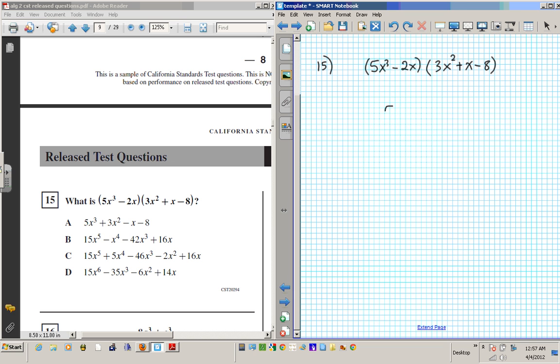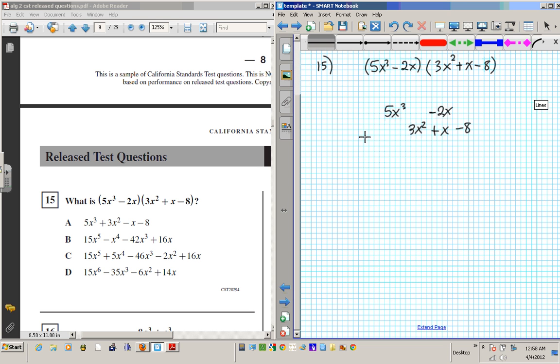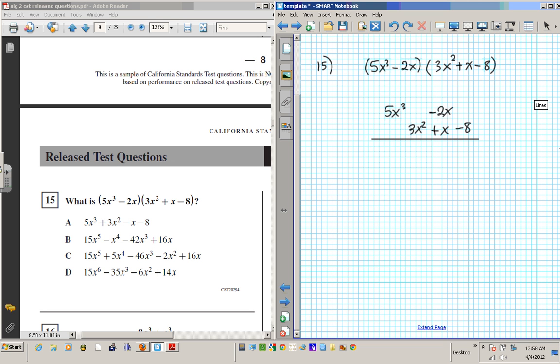I'm going to write 5x to the third. Since there's no square here, I can leave some space, or I can put 0x squared if I wanted, and then minus 2x. And for this one, this is the square space right here, 3x squared plus x minus 8. You can do it this way, or you can distribute using arrows and distribute everything. That works perfectly too, but I prefer doing it this way.